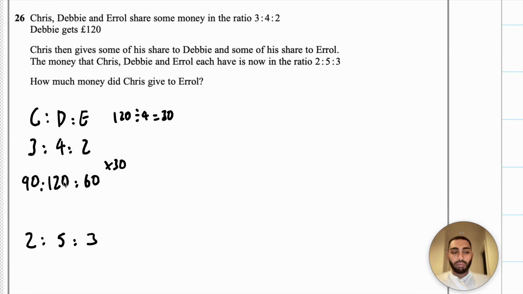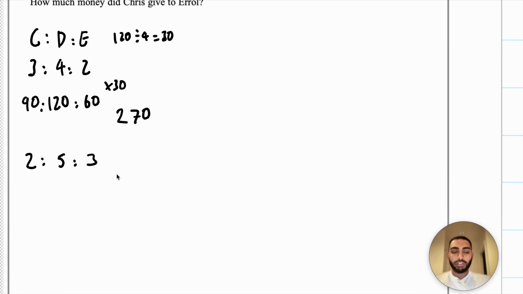We had this amount of money, but no money came in and no money left, so this amount will stay exactly the same. Let's add up all of these values. We've got 9 add 12, 21, 21 add 6, which is 27. So that means altogether, the amount of money that they're all going to have will be £270. So all we need to do is share this £270 in this ratio.